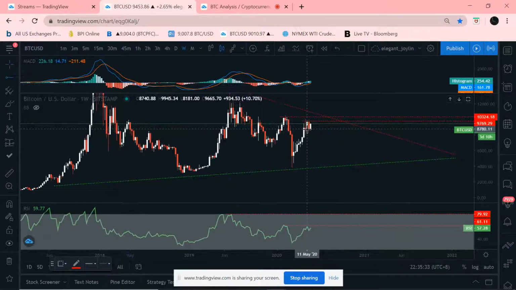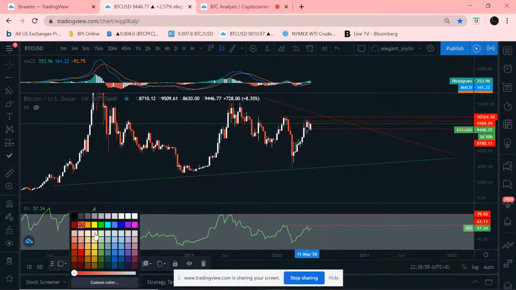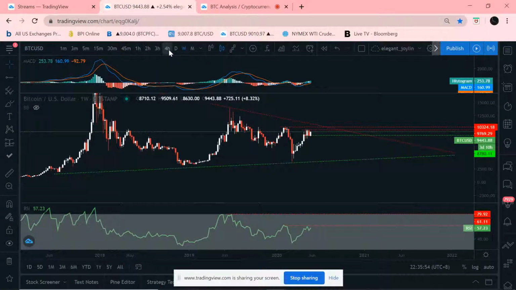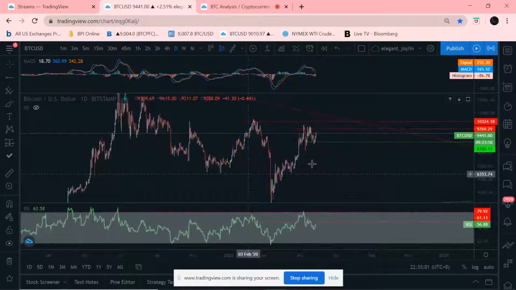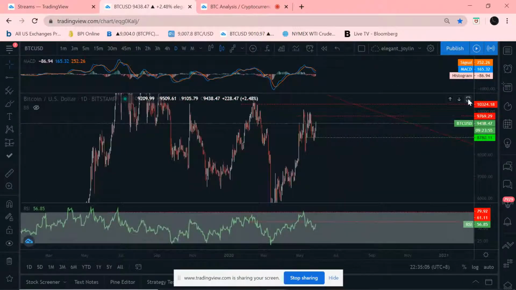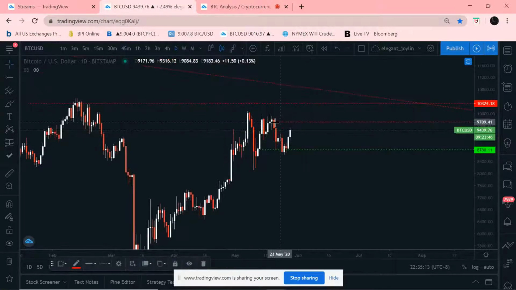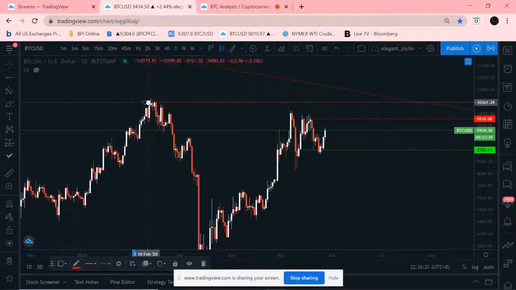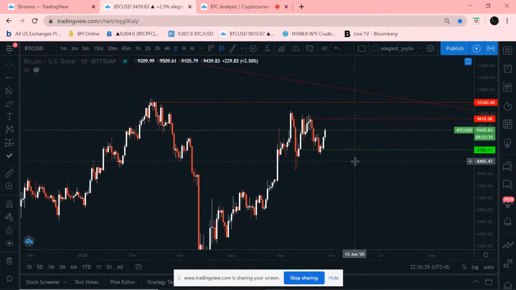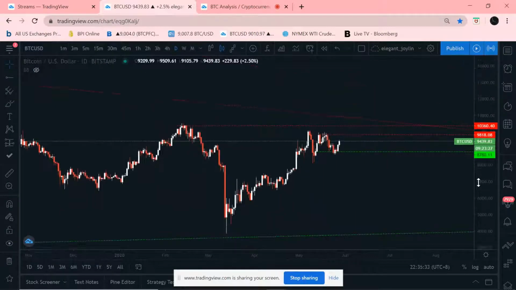Support on the other hand is at 9,004. I mean, not around 8,800. Wait, let's just change it to green. And let's look at the daily chart. So if you look at the daily chart, the next resistance is 9.8 and around 10,400. Those are the key levels to break. And of course, the support is around 8,800.